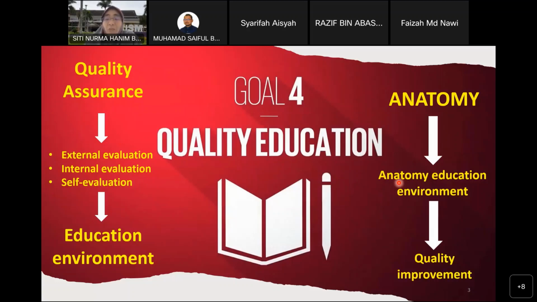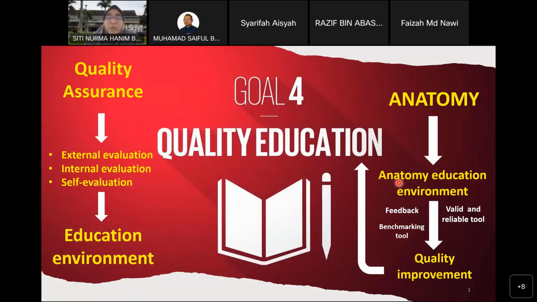So alhamdulillah, we managed to produce an inventory for quality improvement, and this inventory is valid and reliable, and we have been using it as a feedback mechanism tool. But along the way, we realized that this tool needs to be upgraded. We need to increase the generalizability so that we can use it as a benchmarking tool, and we can benchmark our anatomy education system with other institutions, so we know that we are at par with others as well.